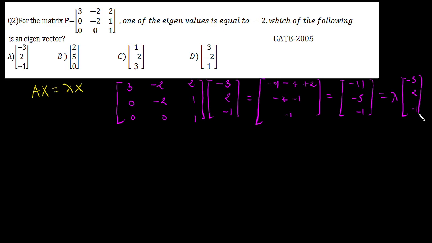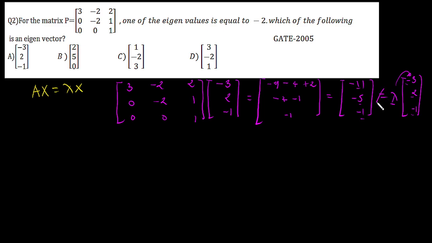Now the value of lambda given in the question is minus 2, so let's put lambda equal to negative 2 here and multiply it with this vector. If we put lambda as minus 2 here, then we are getting minus 6, sorry, plus 6, but on the left hand side we have negative 11. So these two elements are not going to be equal. Also these two are not equal, and the same with this third one.